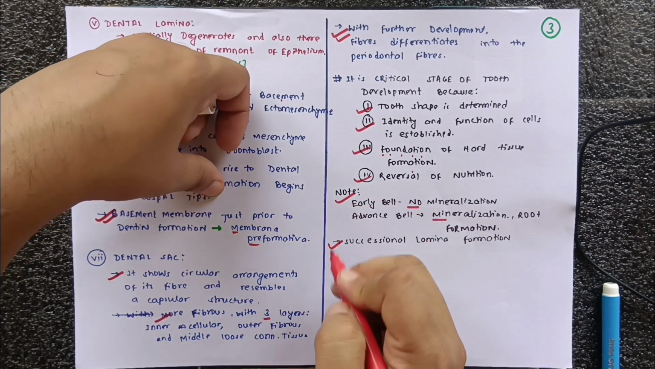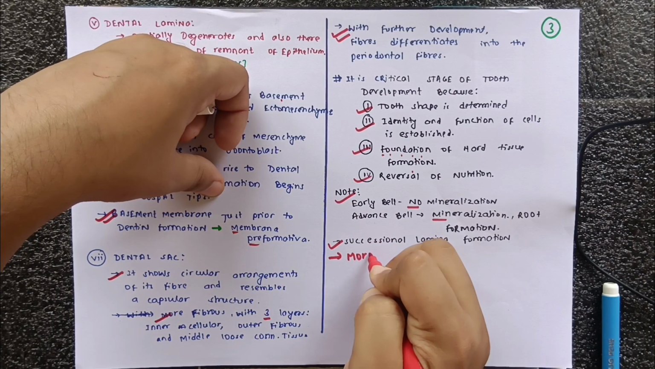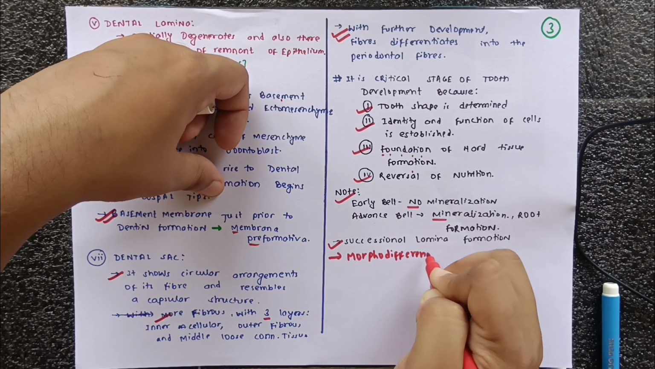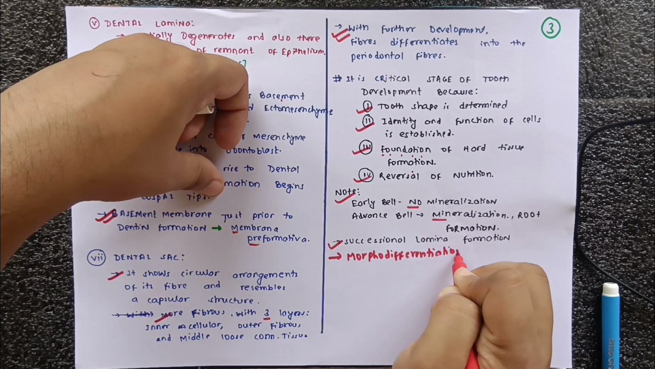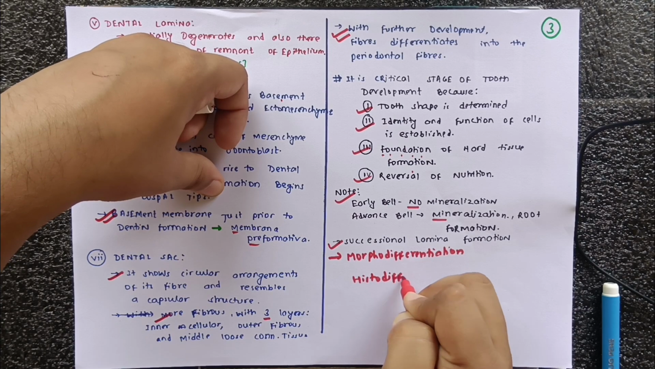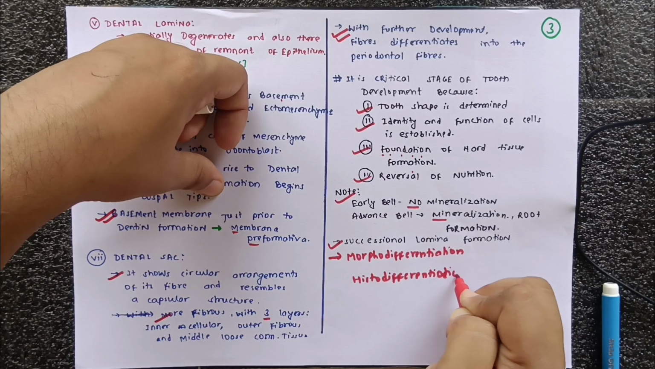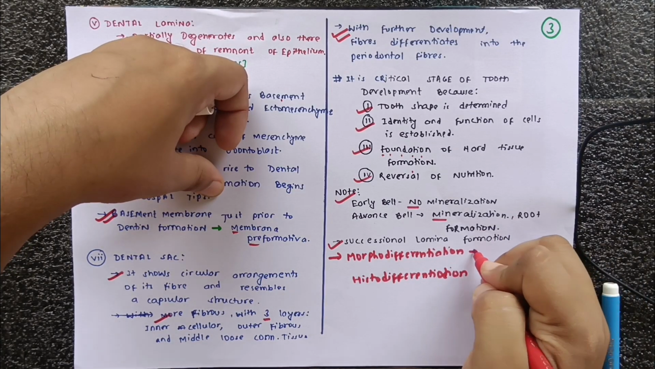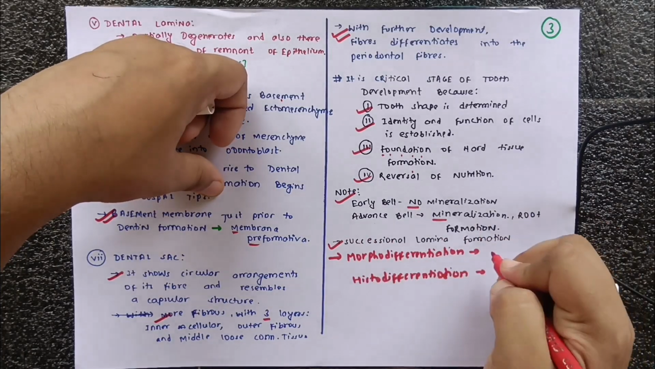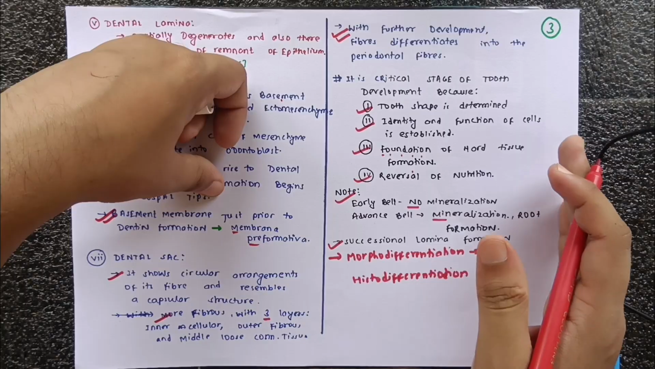Another thing I want to add here is about morphodifferentiation and histodifferentiation, as I have discussed in the earlier videos. In the bud stage there was just morphodifferentiation and not histodifferentiation. In the cap stage there was both morphodifferentiation and histodifferentiation, and also in this early bell stage both morphodifferentiation and histodifferentiation are present.